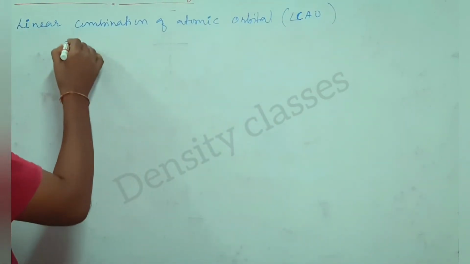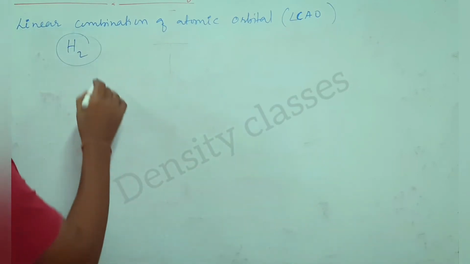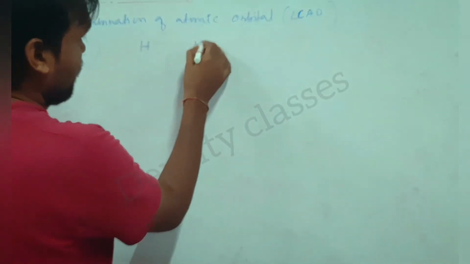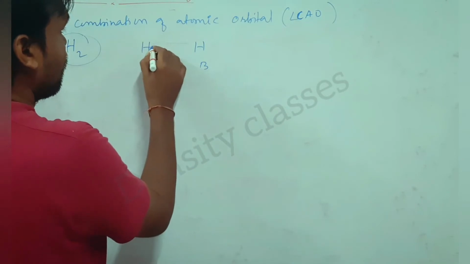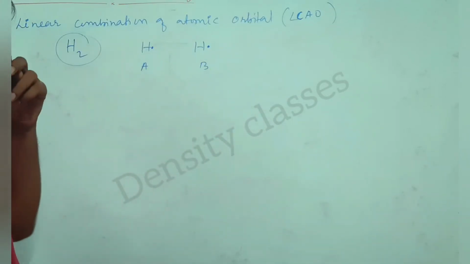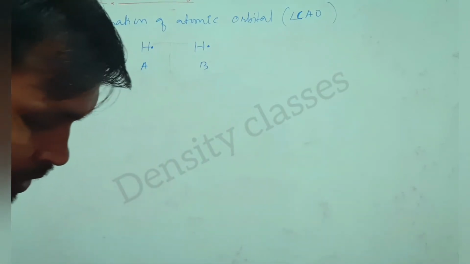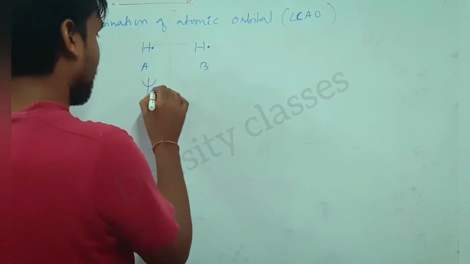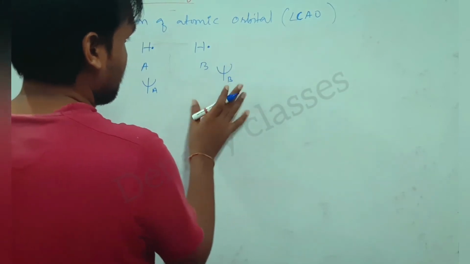Let us consider H2. H2 is a molecule, right? In H2 there are two hydrogens. One hydrogen atom is A and another hydrogen atom is B. Let us assume that the wave function of the electron of A is phi A, and the wave function of the other electron is represented this way.